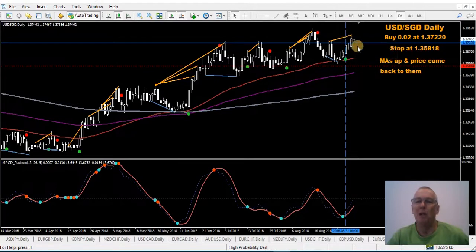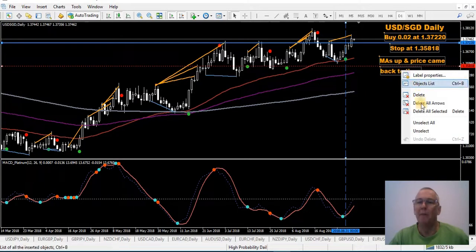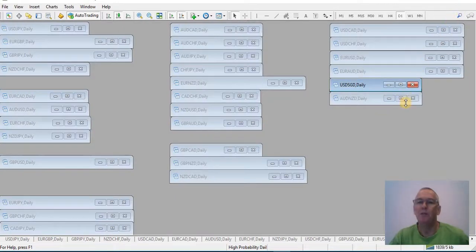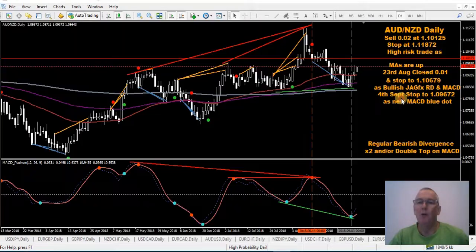So all I've done is closed out that trade for a small profit. Just didn't want to be in it anymore. Just doesn't look right to me. So that buy is no longer in play. Just playing it safe there. That's the USD Singapore dollar.